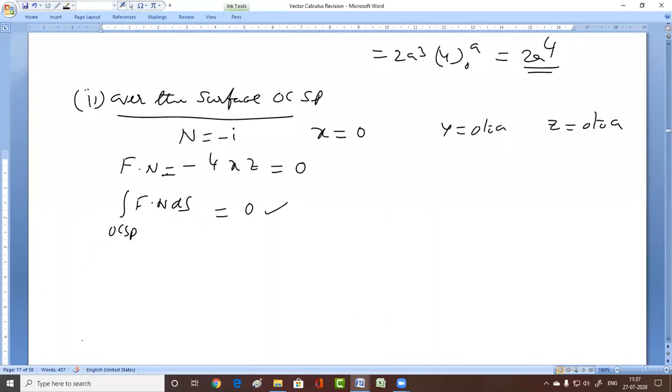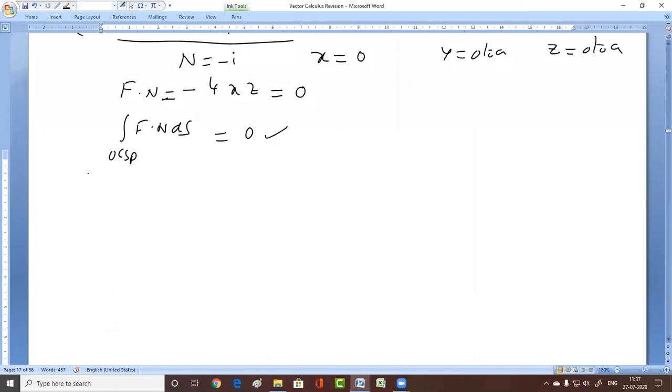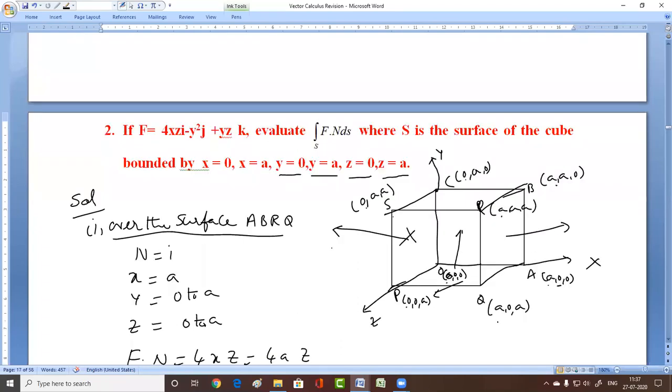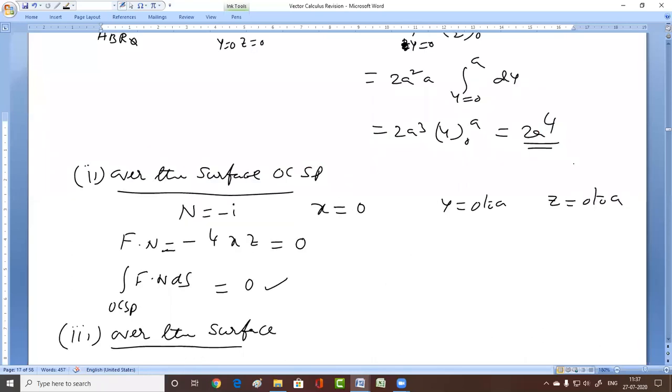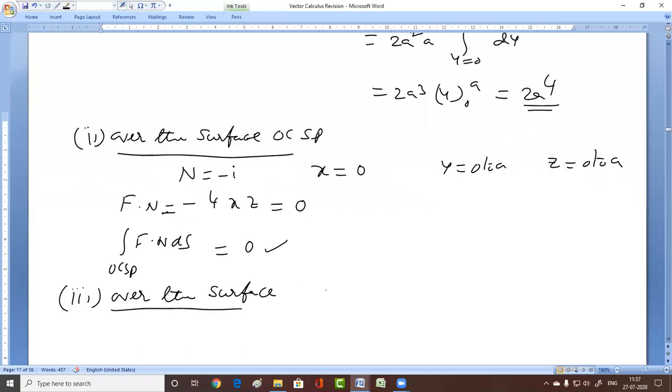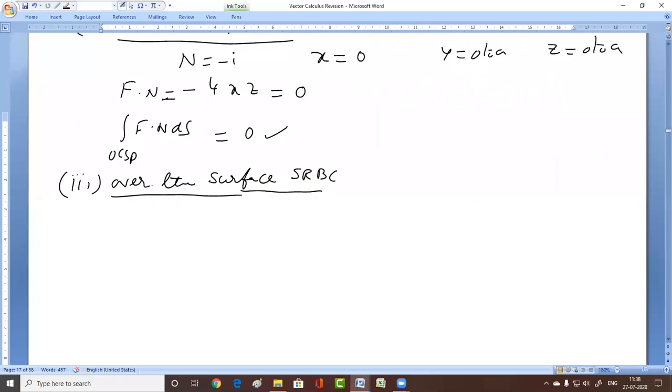Now coming to the third surface, over the surface SRBC, the upward one, this one. I will take this surface, SRBC. Here what about n? Anybody tell me n? What is n for SRBC?